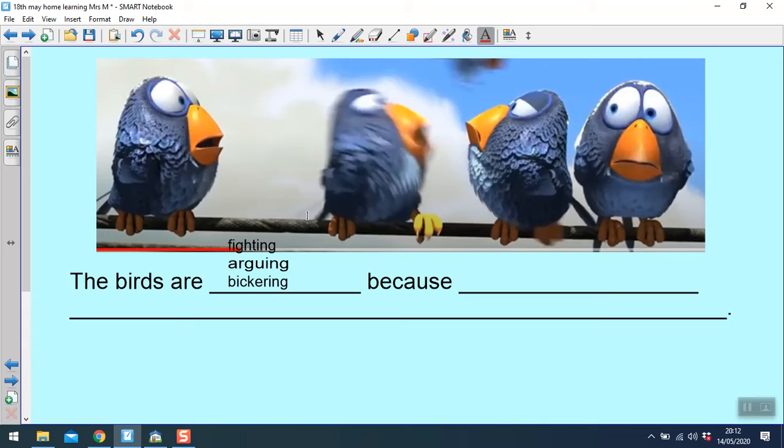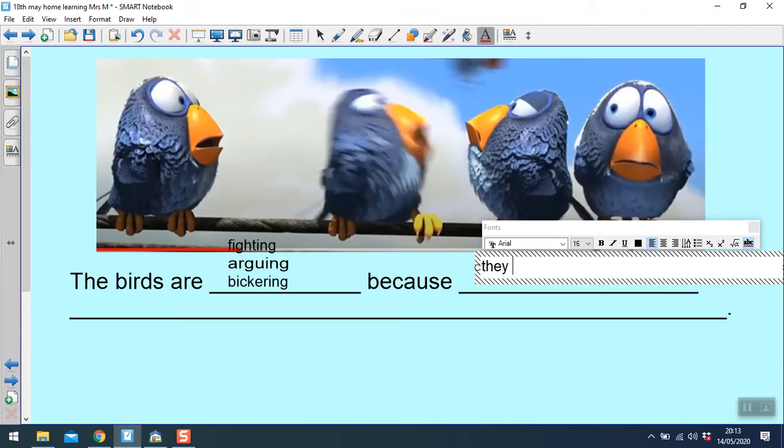The reason that they were arguing is because they kept bumping into each other and they didn't like it. So the first one stretched his arms and that bumped into one of them, so then they had to move away, and then while they moved away from that person they bumped into another person, so that person got annoyed and bumped them back. So the birds are fighting, arguing or bickering because what could you have in the gap? You could have something like the birds are arguing because they kept bumping into each other.